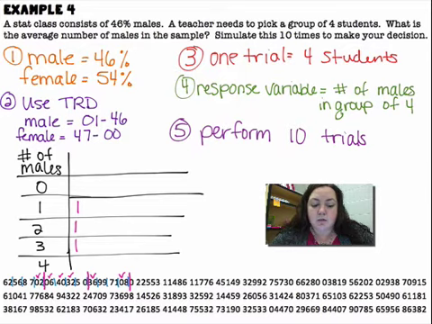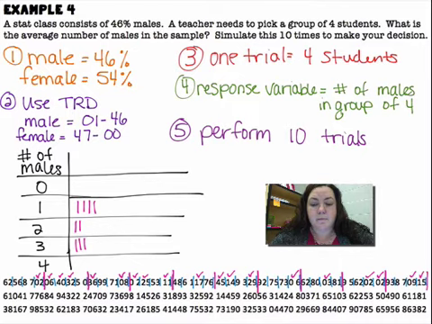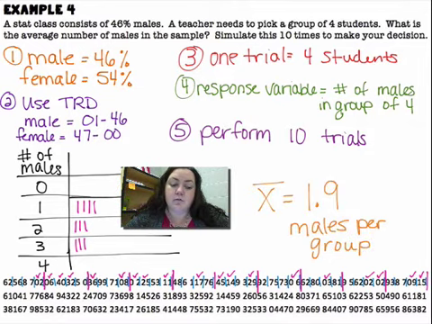So the next one had 2. The next one had 3. Another set had 1. And the next set had 3. Had 1. So I'm going to keep going on. Okay, and I'm going to keep doing this until I've done 10 trials. So I have 10 trials there. And then I could average them up. So I had 4 1s, 3 2s, 3 3s. Add those all up, divide by 10. I get an average of 1.9 males per group.